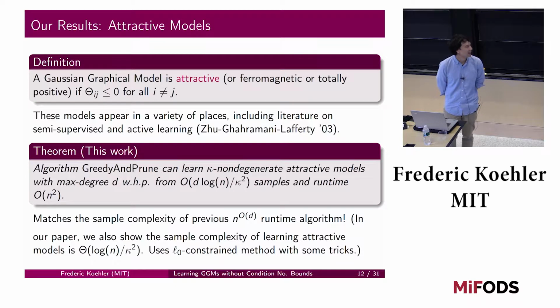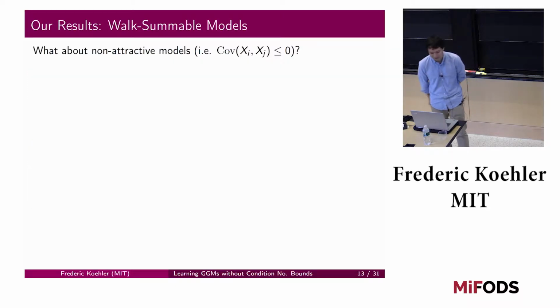Just as a note, you might wonder, is that the optimal sample complexity? Unfortunately, it's not. In our paper, we also show that the sample complexity is exactly, up to constants, log n over kappa squared. So this shaves the d factor from the guarantee for the efficient algorithm. And this is again based on some kind of L0 constrained least squares. That algorithm requires n to the d time to run, but that's exactly the minimax rate.